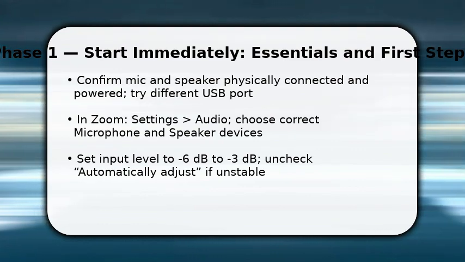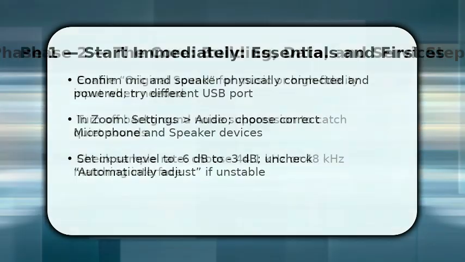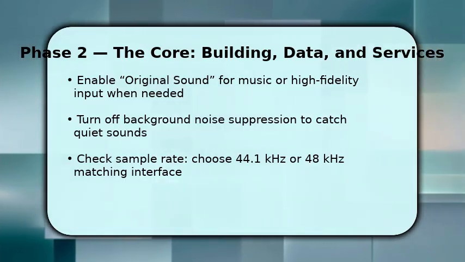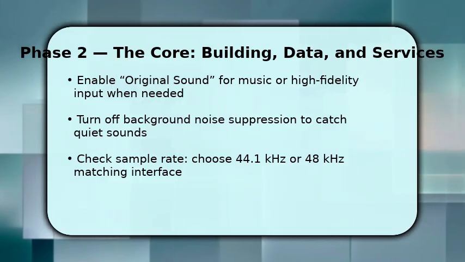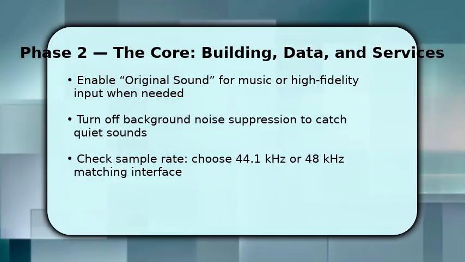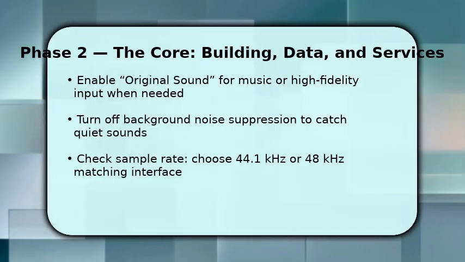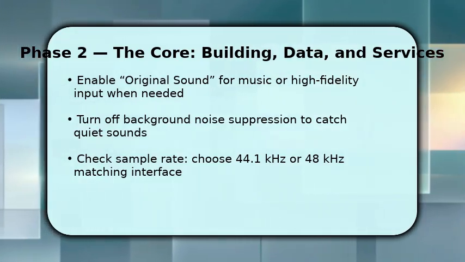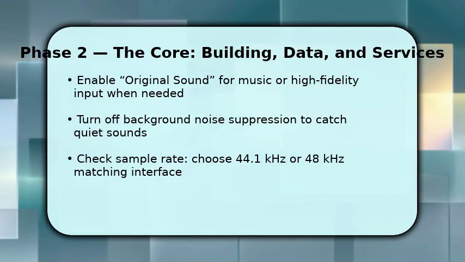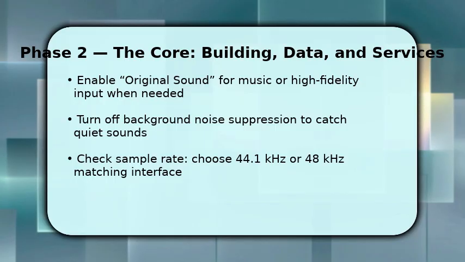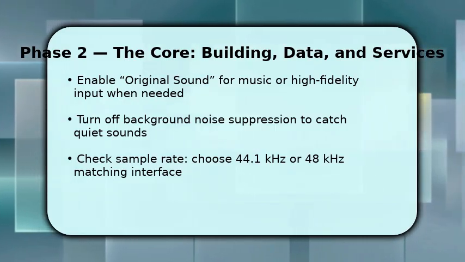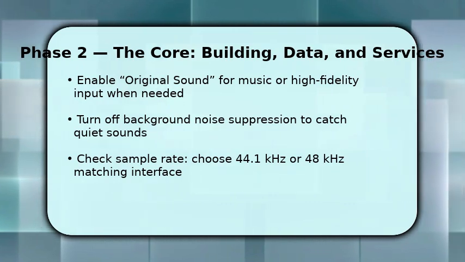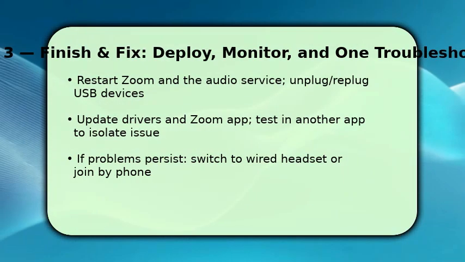Next, refine Zoom's processing so your sound is accurate. If you need high fidelity, music, or instruments, enable Original Sound in Advanced Audio. This bypasses aggressive compression. Also, reduce or disable background noise suppression when it clips quiet syllables, because noise filters can mangle speech. Make sure Zoom's sample rate matches your audio interface. Choose 44.1 kHz or 48 kHz to avoid sync or quality issues. Once set, use a 30-second test recording, and finally, finish by resolving system-level conflicts and preparing fallbacks.